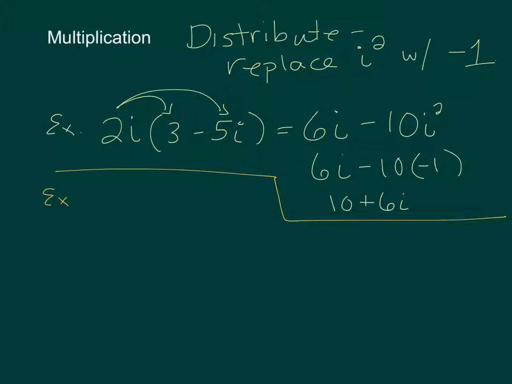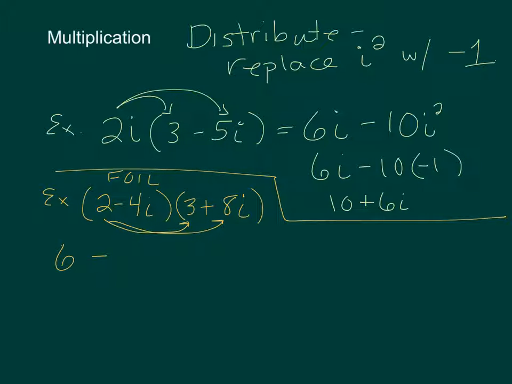If I want to multiply two complex numbers that are both binomials, 2 minus 4i times 3 plus 8i, for example, then we're going to do what you probably want to do, which is FOIL. So we're going to start by distributing the 2 through, and we'll get 6 minus 16i. That's the firsts and the outsides. Then we'll do the insides, minus 12i, and the lasts, minus 32i squared.